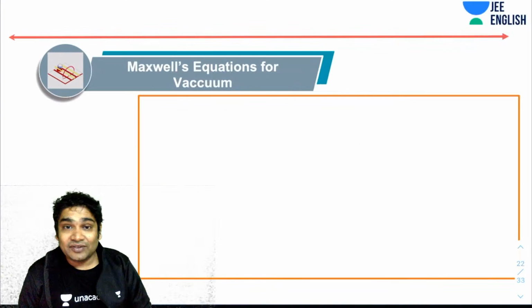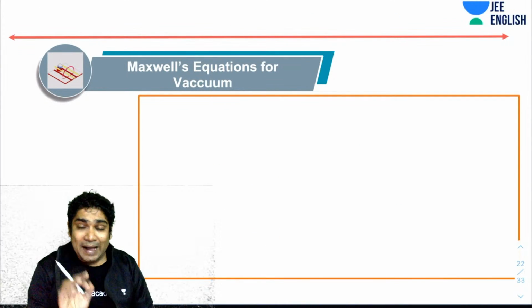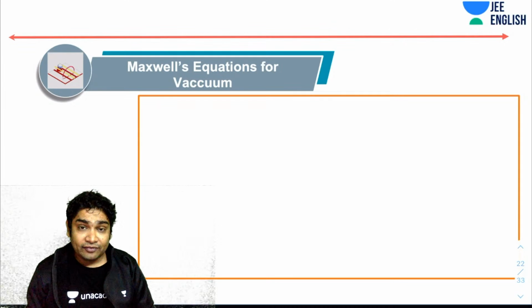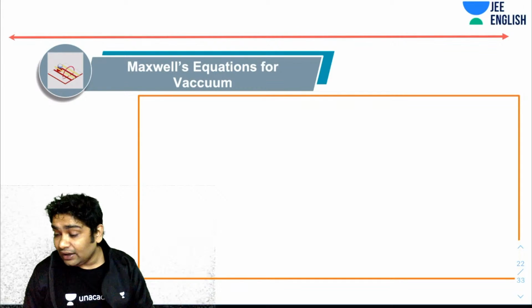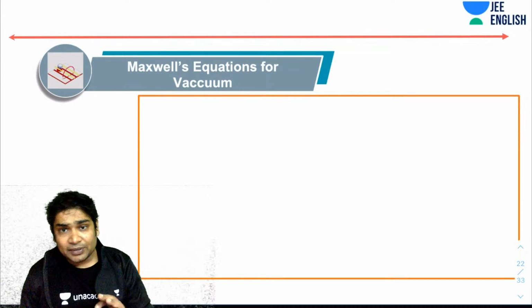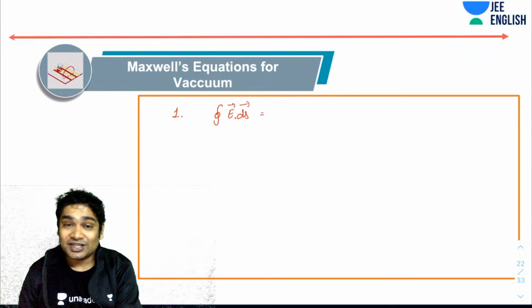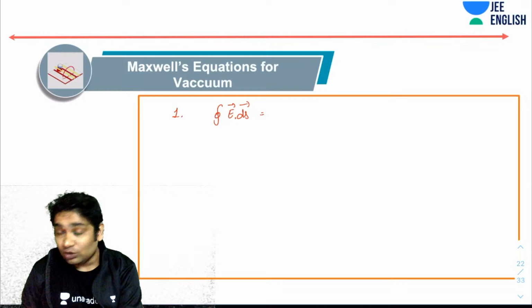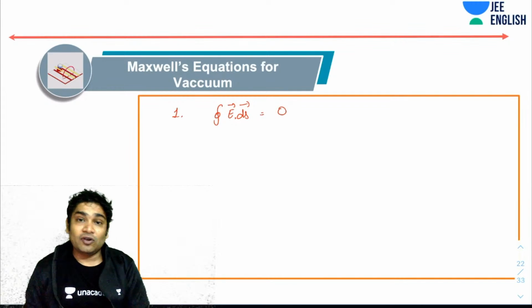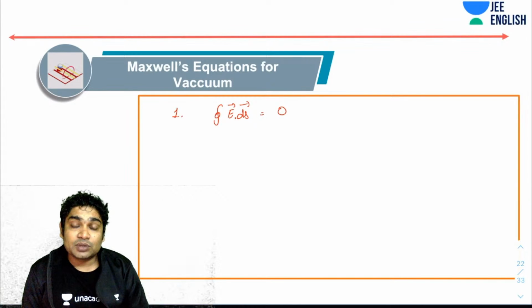Now, what we do is we will take a look at Maxwell's equations for vacuum. If you are trying to apply them in vacuum, then these equations will appear slightly different. So the first equation, obviously, was integral E dot dS, where dS is the area vector, and this was Q over epsilon naught. Now, in vacuum, the Q would be 0. So for vacuum, Maxwell's first equation becomes this.